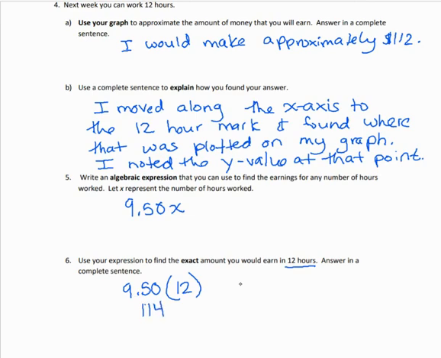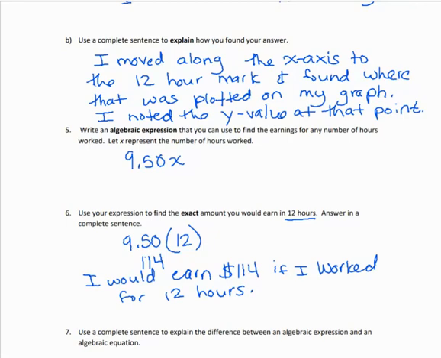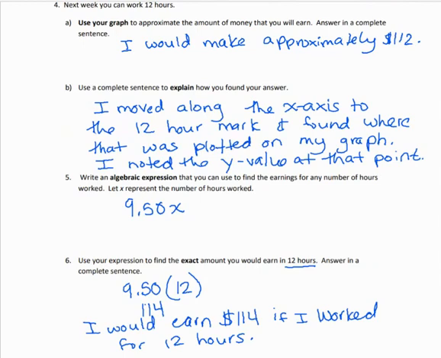So what does that mean in a complete sentence? I would earn $114 if I worked for 12 hours. And your sentences can be different, right? For 12 hours, you make $114. Any questions? Do we get the difference between using your graph versus actually doing the calculation out?